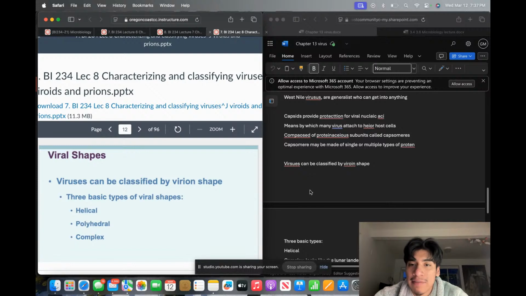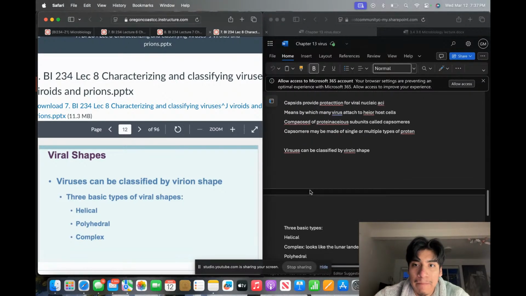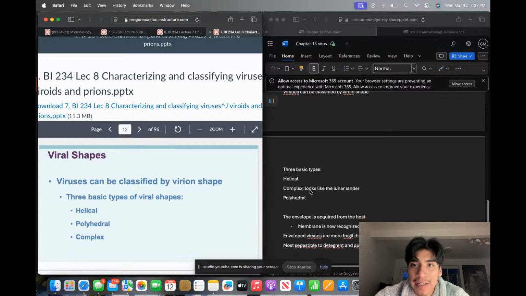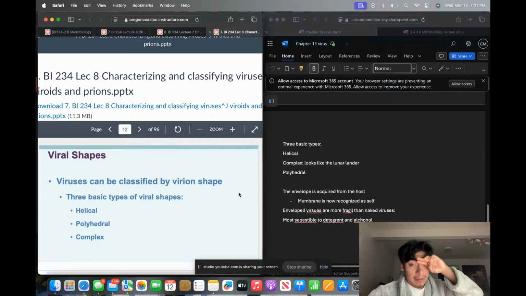The capsid is comprised of protein subunits called capsomeres. Capsomeres may be a single type or multiple types of proteins. So it's the capsid's protein structure that's allowing it to attach. And viruses are normally classified by their shape. I'm going to grab some water and I'll be right back.